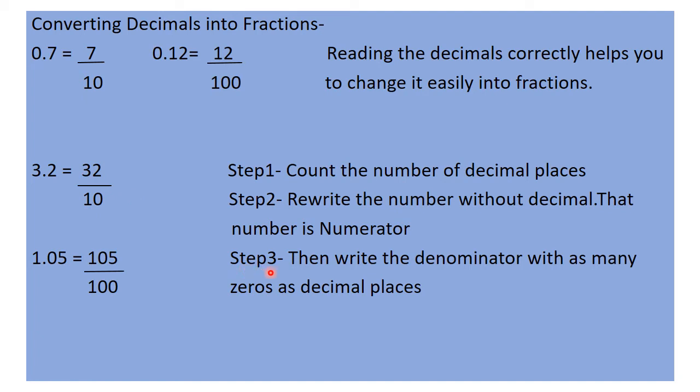And now what will be step 3? Then you have to write the denominator with as many zeros as decimal places. So in the denominator you have to put as many zeros as the decimal places there are in the decimal number. Since we have only one decimal place, I have put only one 0. So the fraction which we have got is 32 by 10. You can read it and write it as a fraction.